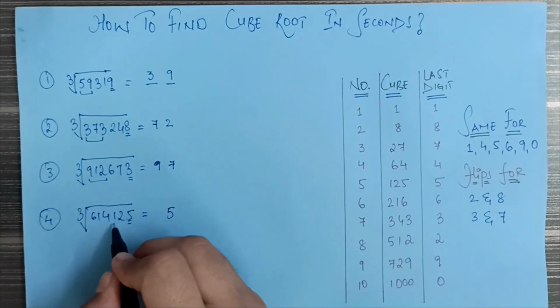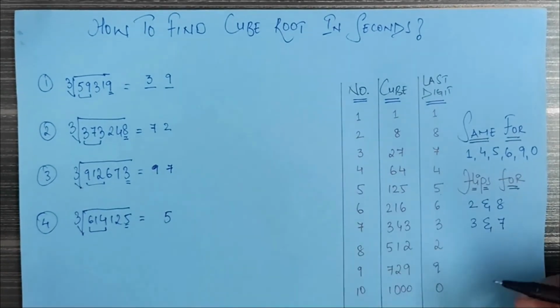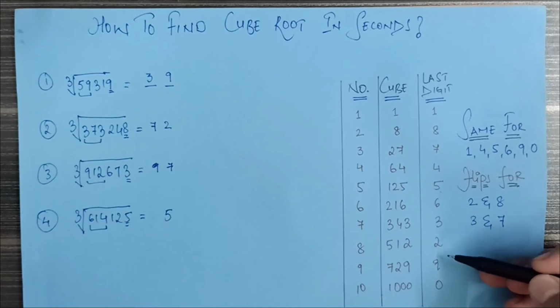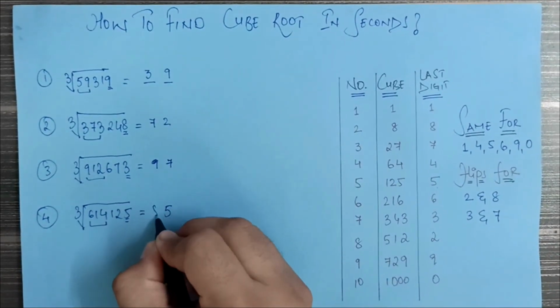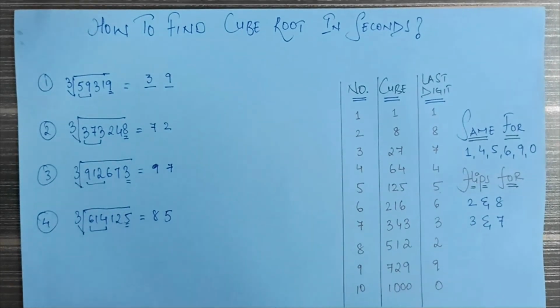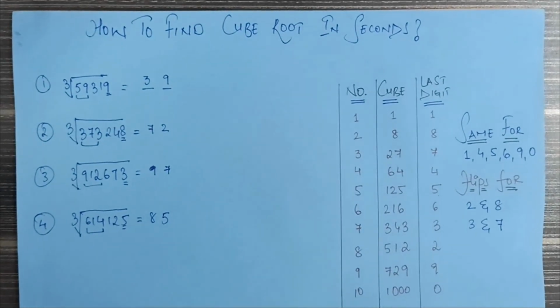Now, ignoring the last 3 digits, we check the first 3 digits, which is 614, which falls between the cube of 8 and 9. But we always have to take the smaller number, which is 8. Hence, the cube root of 6,14,125 is 85.